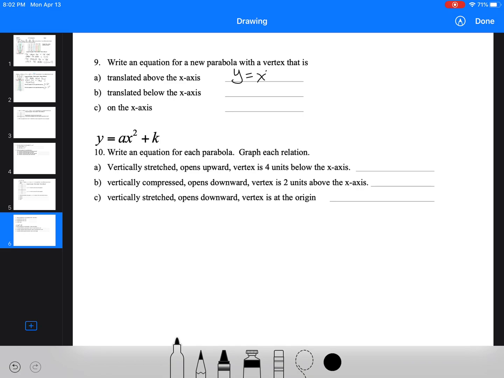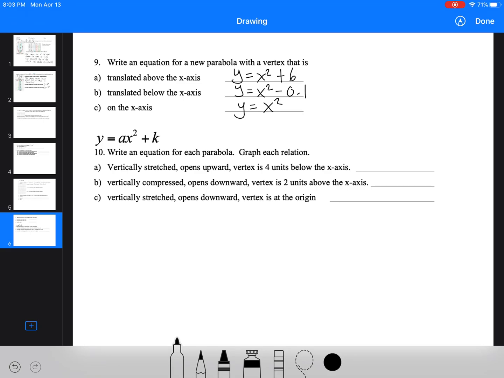Write an equation of a new parabola that is translated above the x-axis. So we need to have a k value that's greater than 0, any number bigger than 0. Now below the x-axis, it's just got to be any number that's, oh, and I messed up there, any number that's less than 0. And on the x-axis, it can't have a k value. The k value has to be 0.